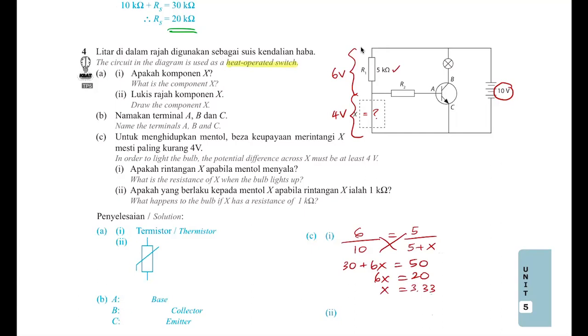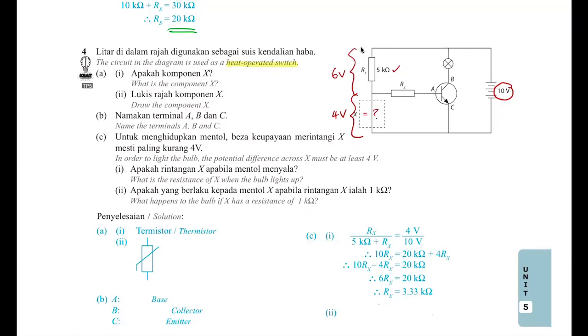Is it correct? Yes, check ah tu jawapan dia. Ya, betul. Okay, 3.33 kilo ohm. Okay, 3.33 kilo ohm. And then last one, what happens to a bulb if X has a resistance of 1 kilo ohm? What happens to the bulb if X has a resistance of 1 kilo ohm?